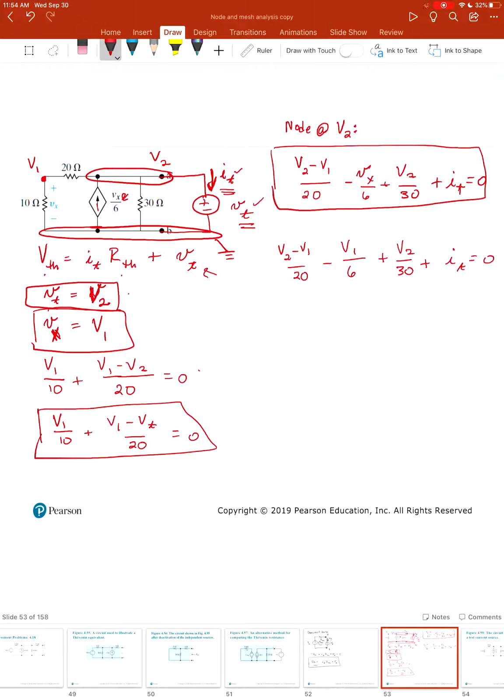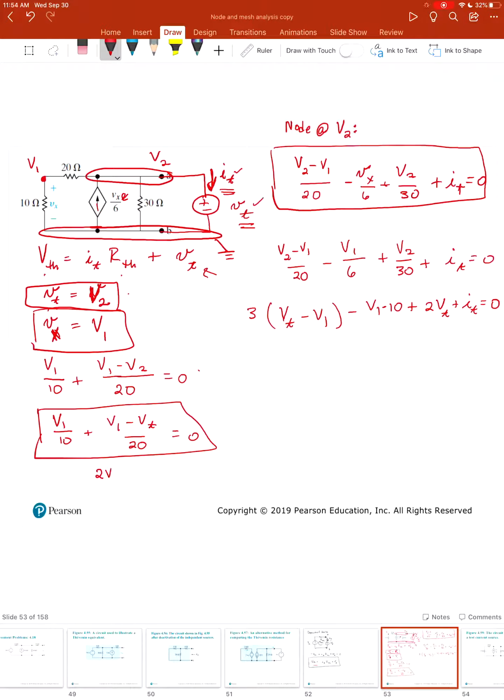Now, if I come down to this equation, and also V2 is V test, so let me do that. And let me also multiply through by 60. So V test minus V1 times 3, minus V1 times 10, plus 2 V test plus I test is equal to 0. And I'm really hoping I'm not making an algebra error here.